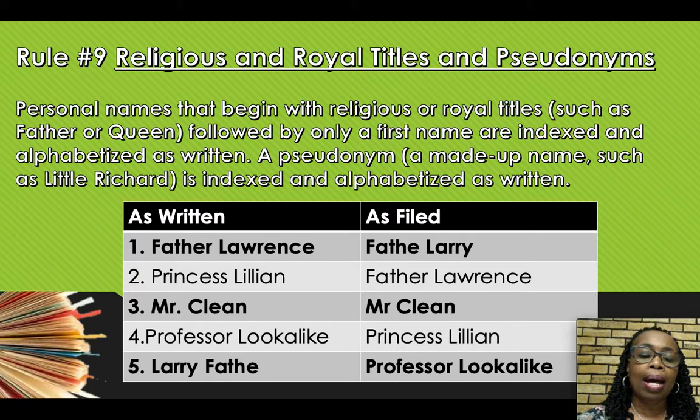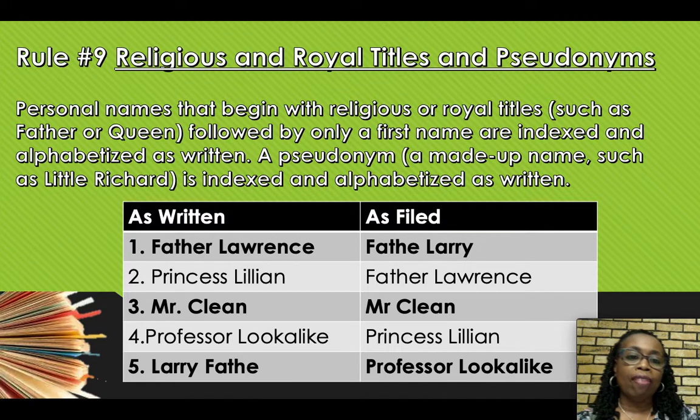Filing rule number 9. Religious and royal titles and pseudonyms. Personal names that begin with religious or royal titles, such as father or queen, followed by only a first name, are indexed and alphabetized as written. A pseudonym, which is a made-up name, such as Little Richard, is also indexed and alphabetized as written.